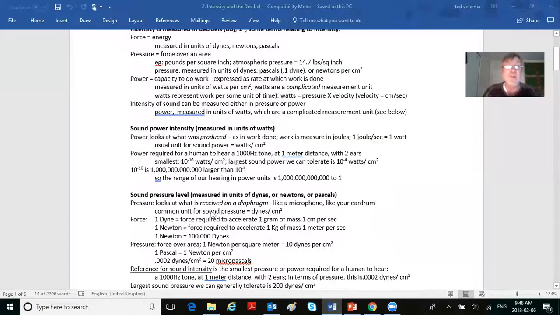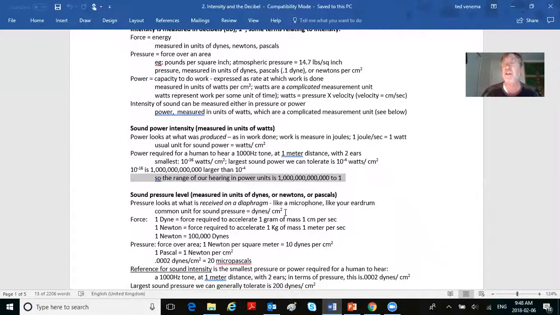Check it out. So, when I ask people to put in your notes here, put a star by this puppy. The range of our hearing in power units is 1,000,000,000,000 to 1. And look where it's grayed out there. A 1 with 12 zeros after it. Right there. Okay? Count on that kind of question being on a quiz.